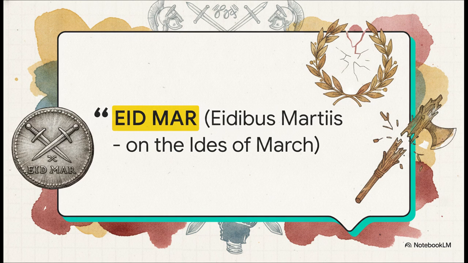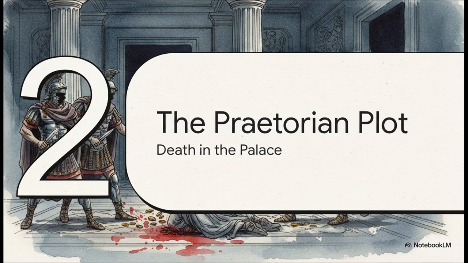But here is the massive catch and why this matters so much. The assassination totally failed to restore the Republic. Instead, it lit the match for a massive civil war between Caesar's supporters and the conspirators. Ultimately, that conflict led to the absolute collapse of the Republic and birthed the Roman Empire under Augustus. Moving on to Section 2, the Praetorian Plot, Death in the Palace.